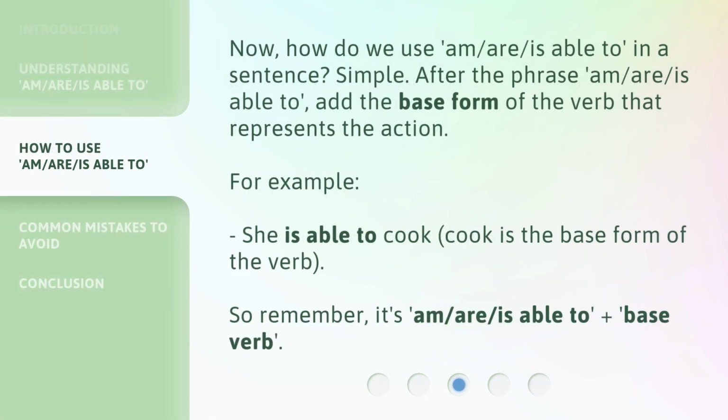Now, how do we use am, are, is able to in a sentence? Simple. After the phrase am, are, is able to, add the base form of the verb that represents the action. For example, she is able to cook. Cook is the base form of the verb. So remember, it's am, are, is able to, plus, base verb.